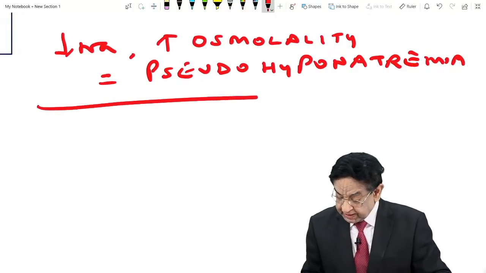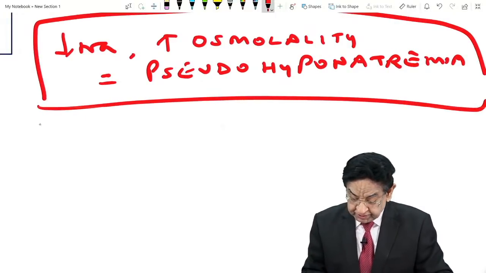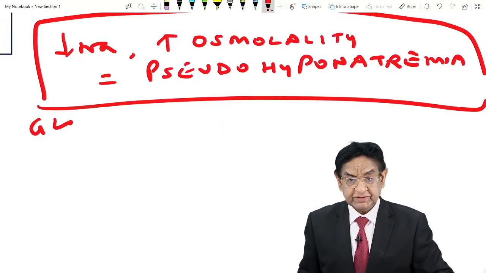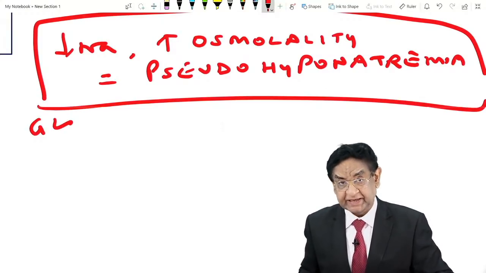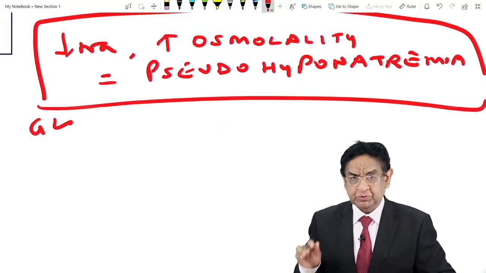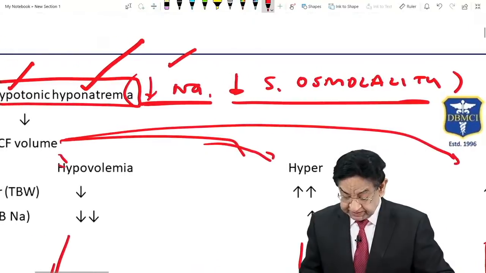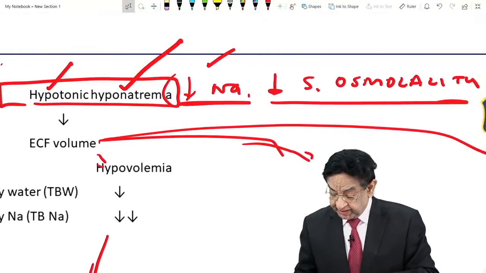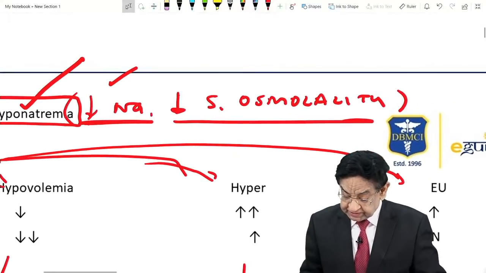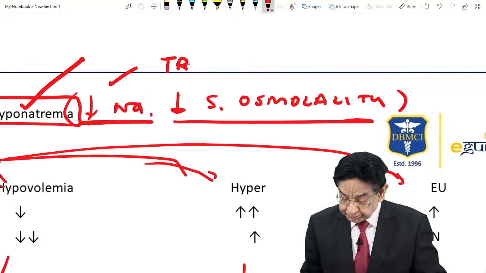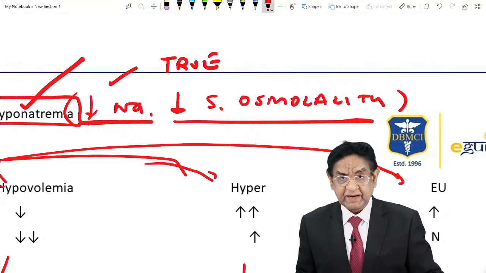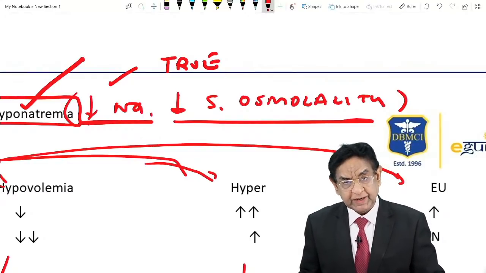This is a golden line to remember. Golden line to remember is this: increase serum osmolality. Of course, both are in serum. Decrease serum sodium, but increase osmolality, pseudohyponatremia. And this is so-called where we have a low serum sodium and low serum osmolality. This is so-called true hyponatremia. As of now, I'll be talking about true hyponatremia.